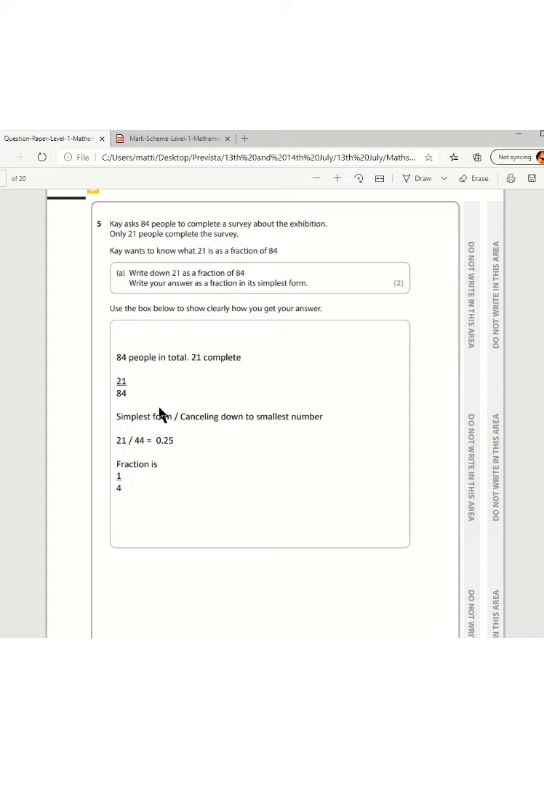Simplest form, essentially, for some of you who would talk maths a bit differently a few years back, is cancelling to the smallest number. Okay, so simplest form means cancelling, cancelling means simplest form. So what number goes into both? You're looking at what number goes in here. That comes down to that there. So that means the fraction is a quarter.